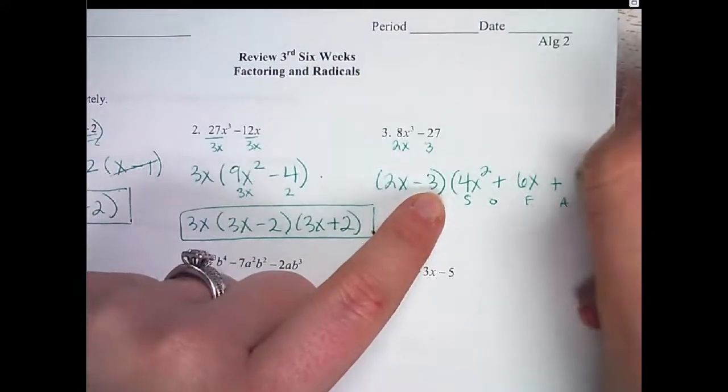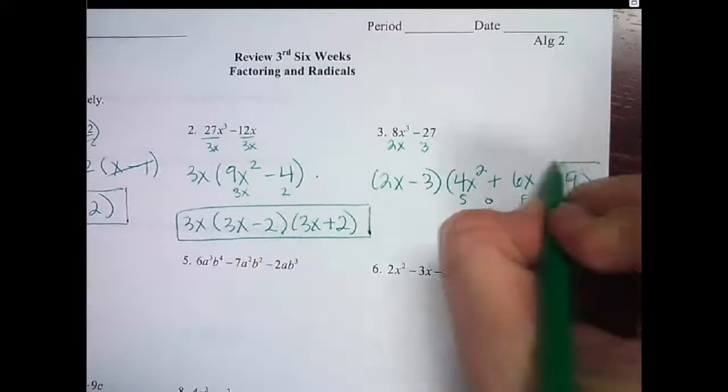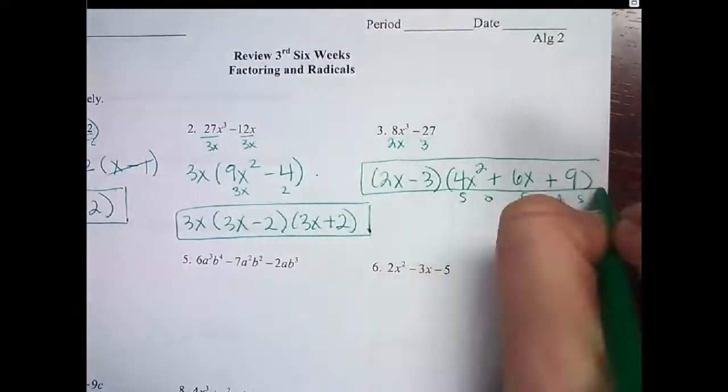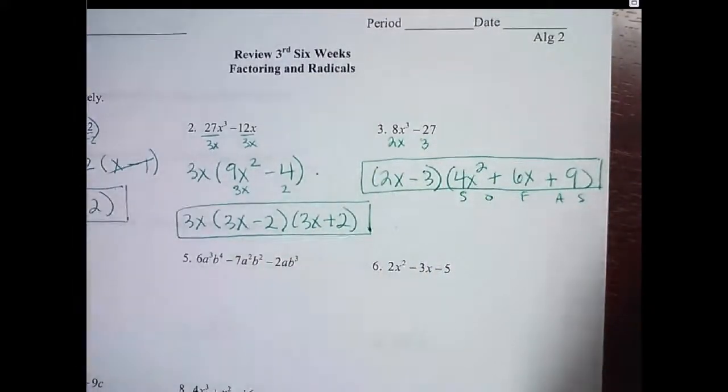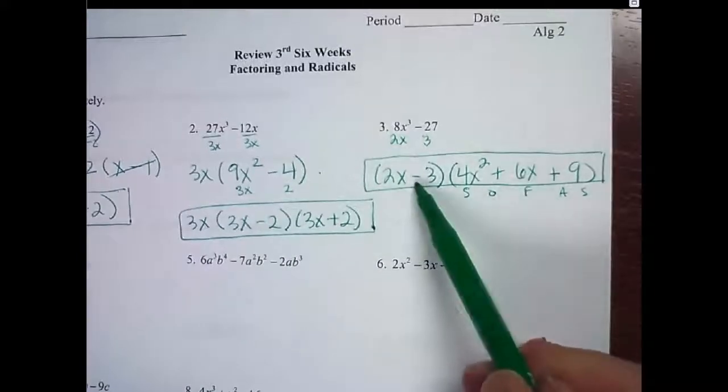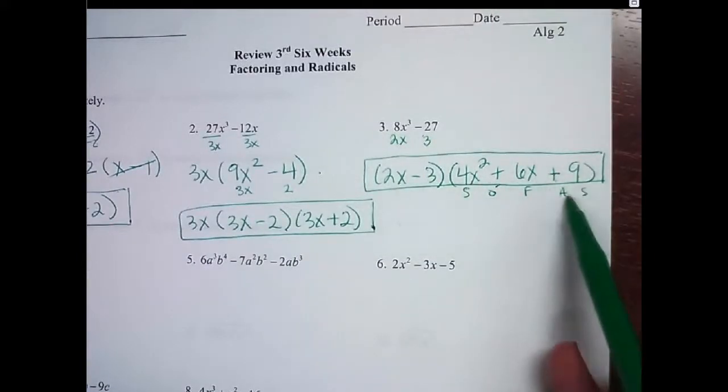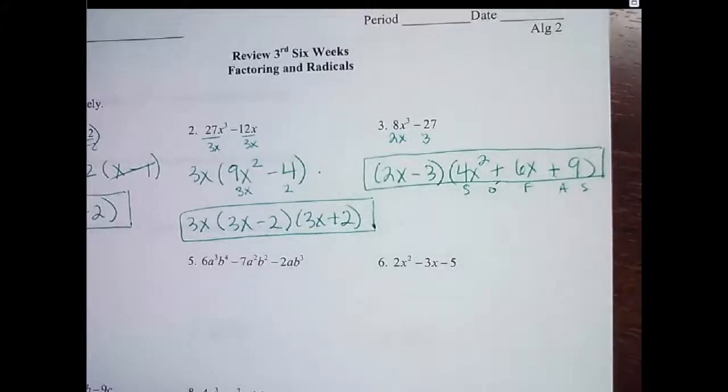3 squared is 9. Now, on your test, be careful because since there's 4 answer choices, some of the answer choices might just have the signs different or one number different. Okay, so just be careful when you're taking your test. Take your time.